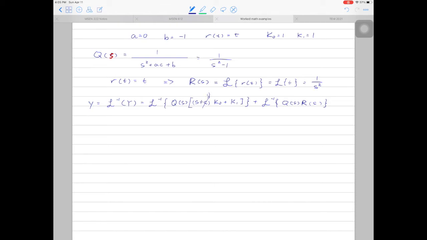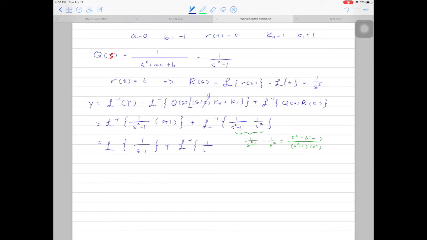Doing simple substitution of a, b, k0 and k1, you have a new expression. The first part is pretty straightforward. It is simply the inverse Laplace transform of 1 over s minus 1. The second part is a bit tricky. 1 over s squared minus 1 times 1 over s squared can also be expressed as 1 over s squared minus 1 minus 1 over s squared. The rest is easy. We just need to do inverse Laplace transform on these two terms separately.